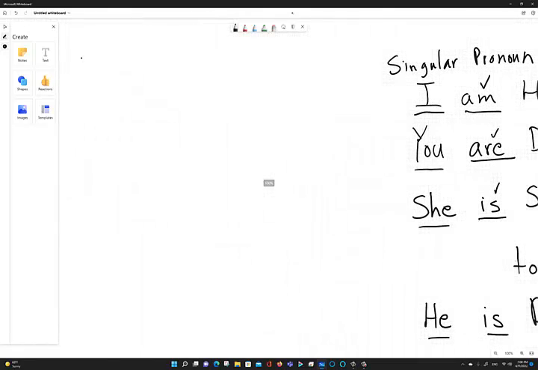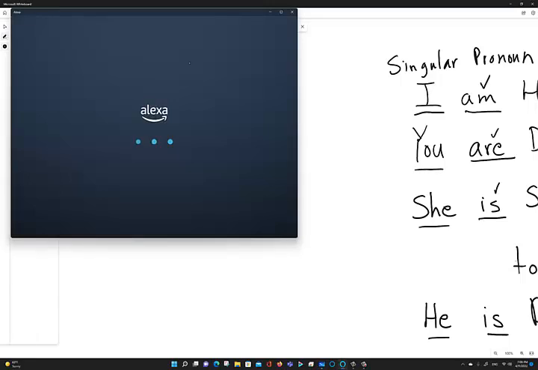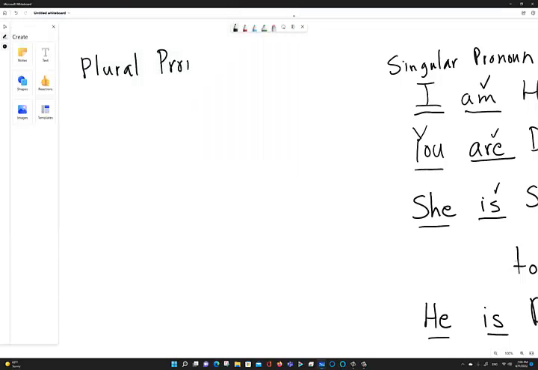Then we will go to plural. What does plural mean? Then we refer to plural pronouns. Do you know what the plural pronouns are? That is we, you, and they.